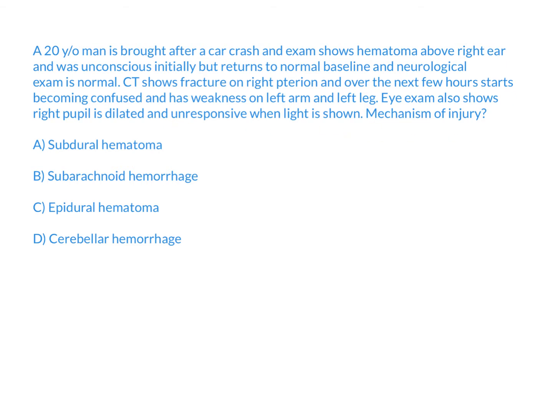Eye exam also shows right pupil is dilated and unresponsive when light is shown. What is the mechanism of injury? A. Subdural hematoma, B. Subarachnoid hemorrhage, C. Epidural hematoma, and D is cerebellar hemorrhage. So I'll let you answer the question and then I'll explain in 5 seconds.